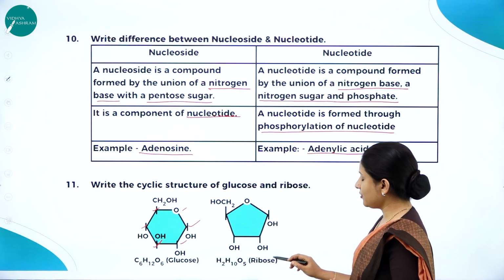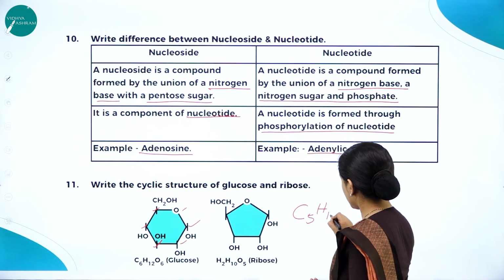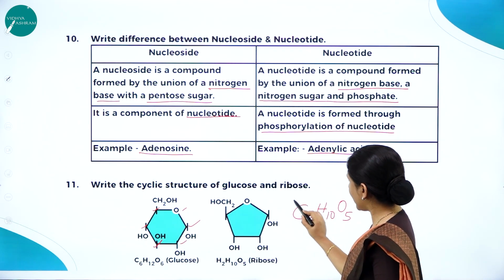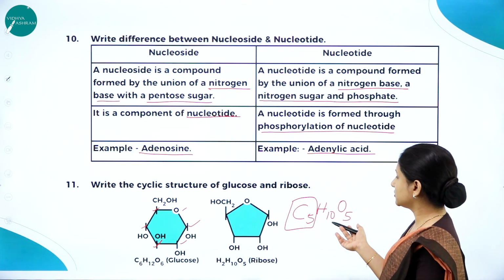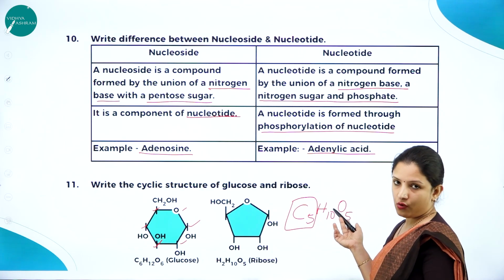Ribose sugar also. It is a pentose sugar. It will be C5H10O5, because a pentose means it will have 5 carbon atoms. So this is what you have to write. This is the formula for a ribose sugar, that is C5H10O5.